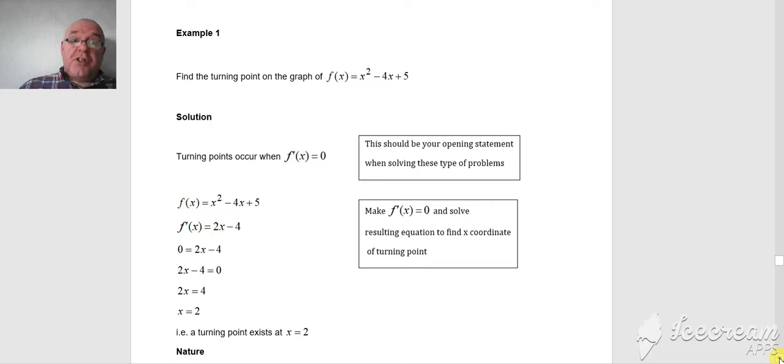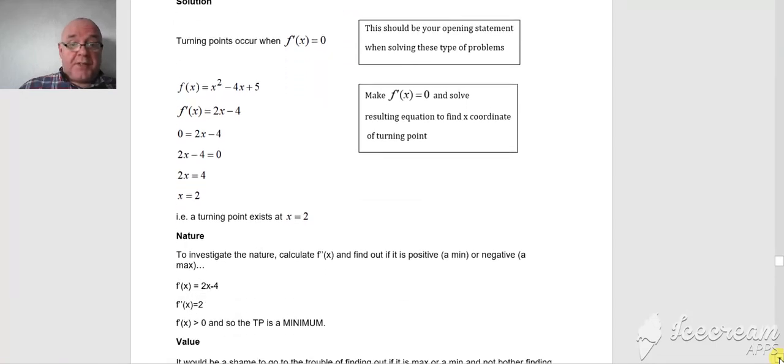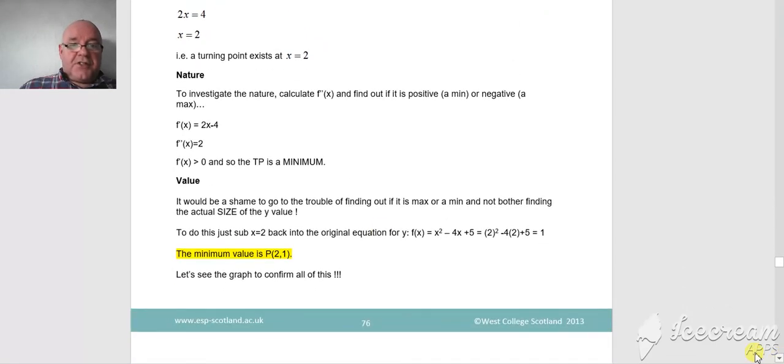To find the nature, you want to find the double derivative, f double dashed x. So let's just do that. So f dashed x is 2x minus 4. If you double differentiate that, you get 2. So notice that we're not really interested in what the value is. We're not really interested that it's 2, to be completely honest with you. What we're interested in is that it's bigger than 0. So because it's bigger than 0, the turning point must be a minimum. So we know that at x equals 2, we've got a minimum value.